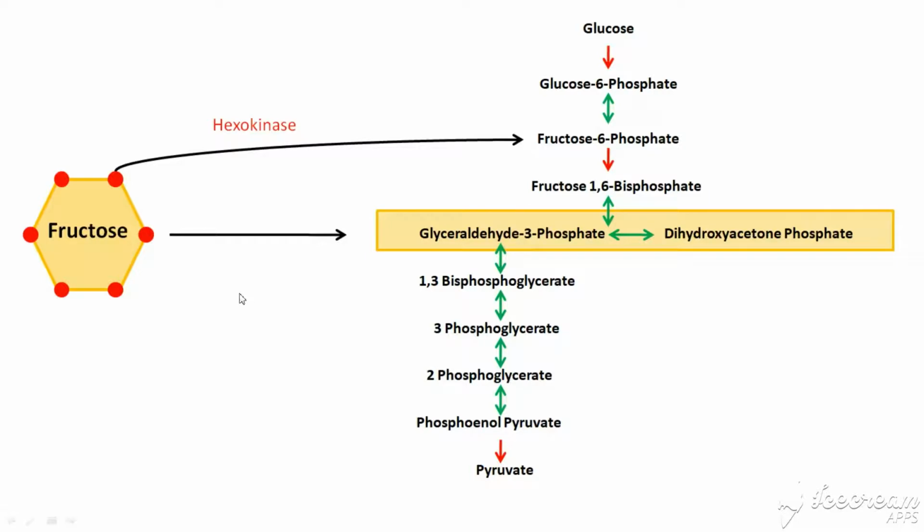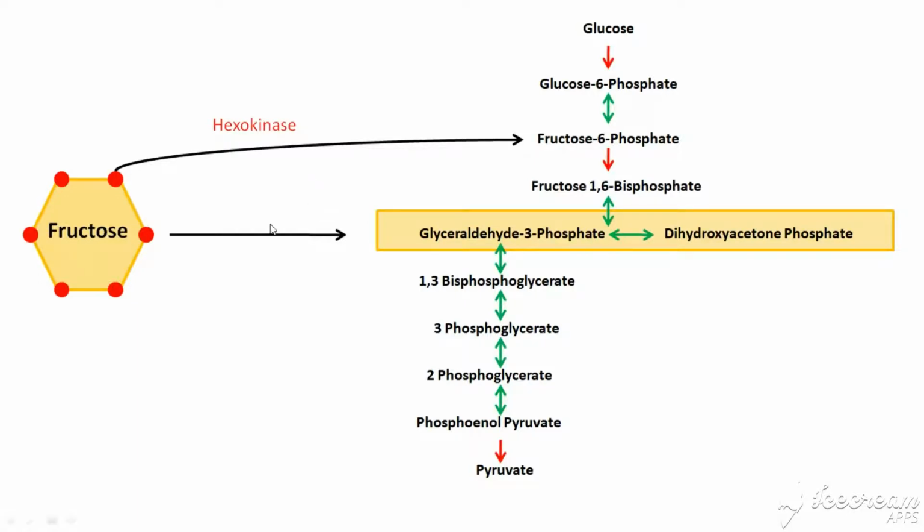So two additional important notes about fructose metabolism. The first thing is that fructose enters the glycolysis pathway at the level of glyceraldehyde 3-phosphate and dihydroxyacetone phosphate. Now remember that the rate-limiting step in glycolysis is going to be the conversion of fructose 6-phosphate to fructose 1,6-bisphosphate. This means that fructose is going to enter the glycolysis pathway after the rate-limiting step, meaning that the metabolism of fructose is going to be very rapid.